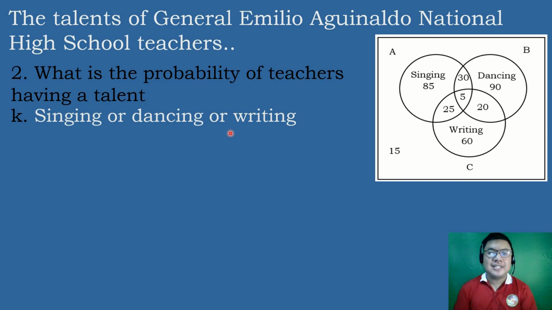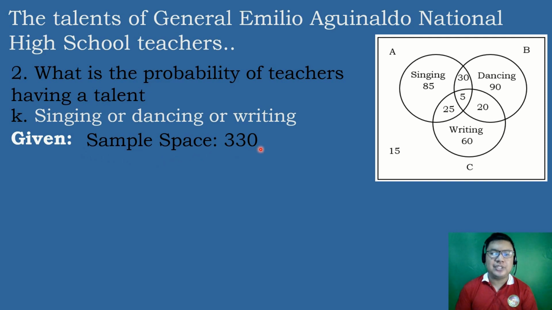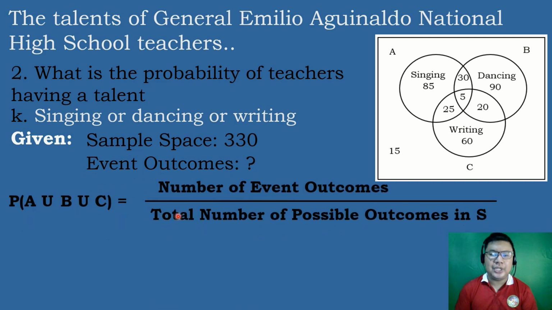Let's have our last question. What is the probability of teachers having a talent in singing or dancing or writing? So obviously this is an example of union of events. And to solve for this one, we will be identifying the given, which is equal to 330, the sample space, and we have the event outcomes. So let's try using the probability of simple events. And let's look for the number of event outcomes.